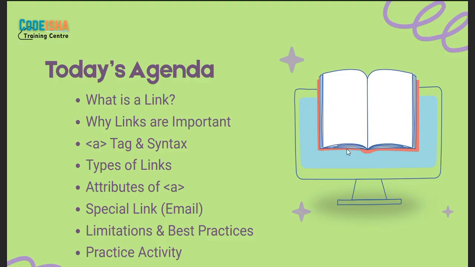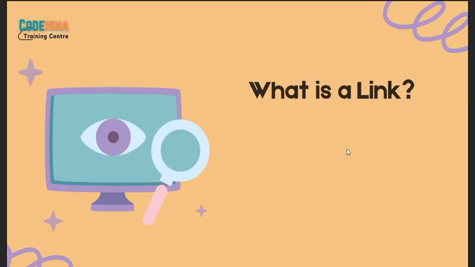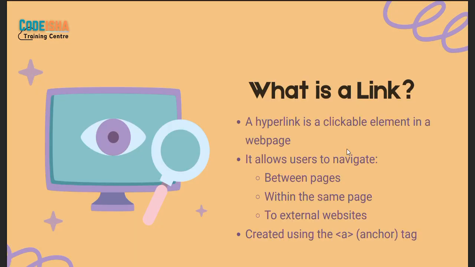Topic one. So what is a link? A hyperlink is a clickable element in the web page. It allows users to navigate between pages, within the same page, or to external websites also. These links are created using the anchor tag, nothing but the a tag. See here, the a tag is there. Okay, so let's get into the next one.